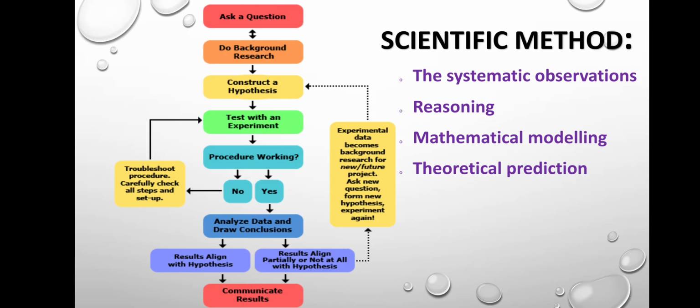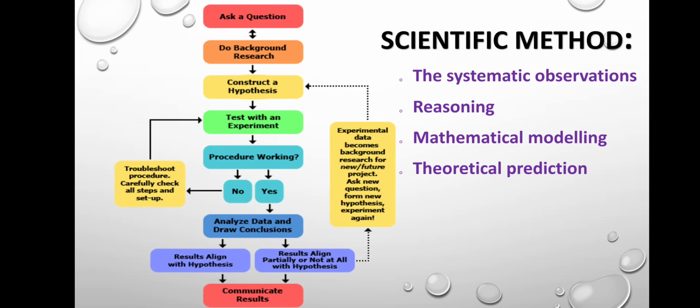Correct? So to test the hypothesis with an experiment, that's when the mathematical modeling comes into the picture, right? With all the mathematical equations, whatever formulas I know, I will test it. And I will check if the procedure is working or not. If it is working, then I will analyze the data and draw conclusions, that is theoretical predictions, right? If the procedure is not working, then I have to troubleshoot it, right? So what is the thing that is troubling me from getting the result? Again, I do the retesting with an experiment, right?